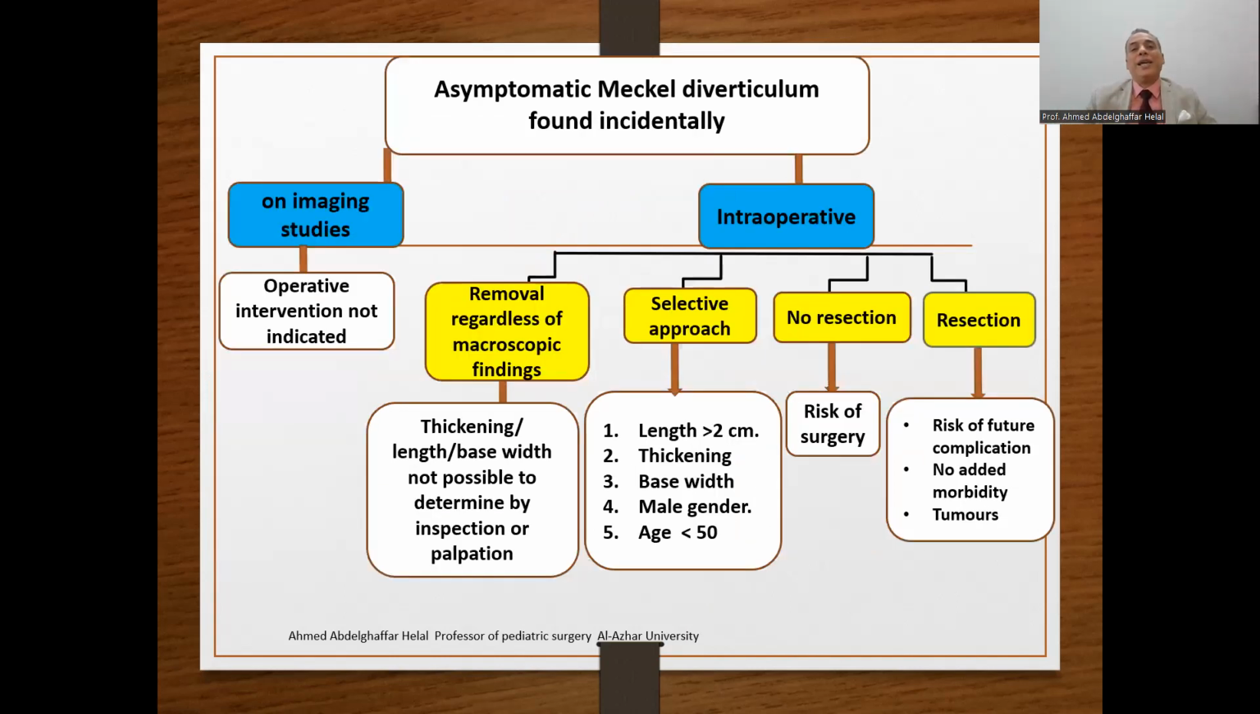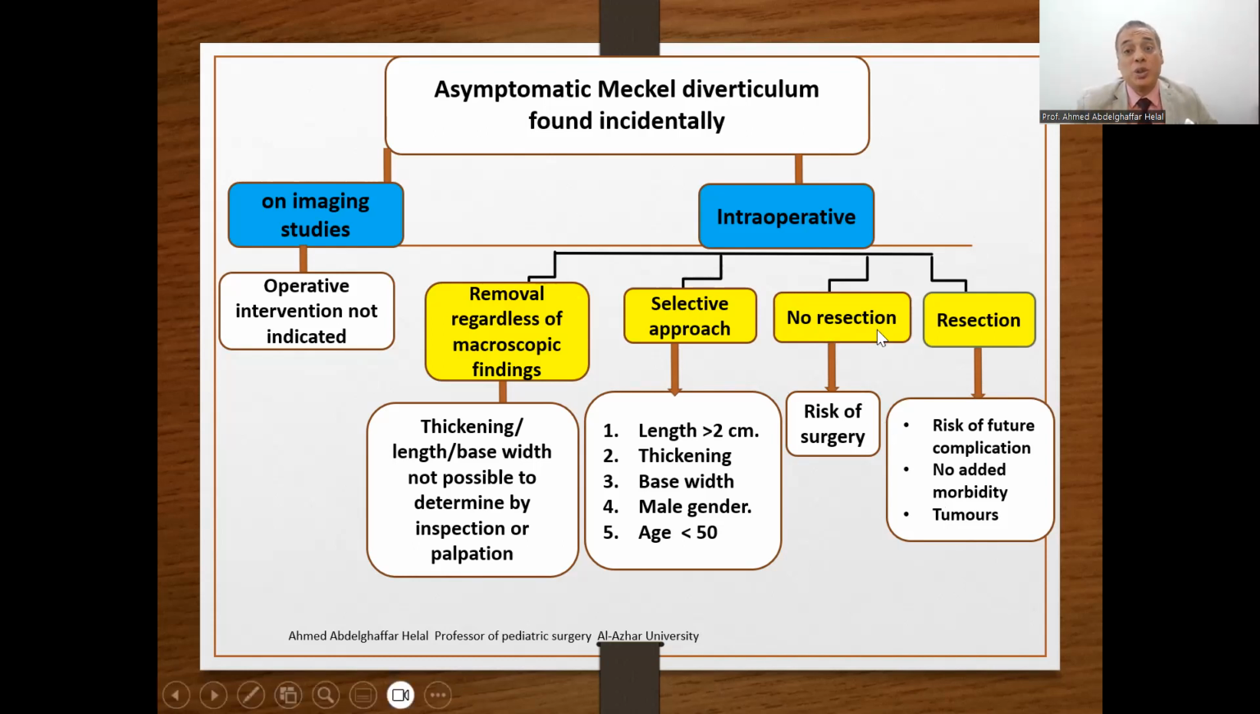On the other hand, asymptomatic Meckel diverticulum found incidentally. This finding may be on imaging studies such as CT or ultrasound, or maybe intraoperative. In such cases, operative intervention is not indicated on imaging. Intraoperatively, we have many schools. Number one, resection, remove the Meckel. Why? Because the risk of future complications is higher than the risk of removal of the Meckel. Number two, no added morbidity or mortality when you perform removal of the Meckel. Number three, for fear of tumors, especially in families with a high-risk cancer history.